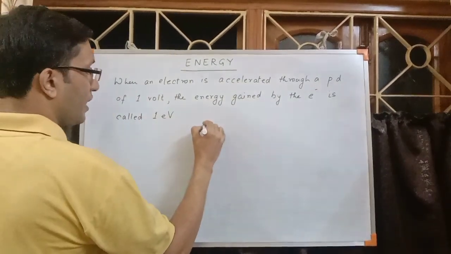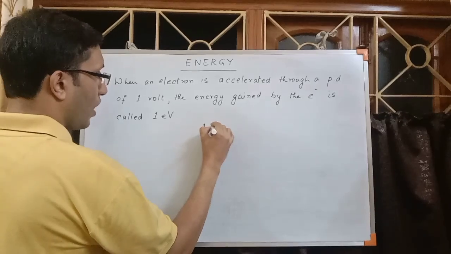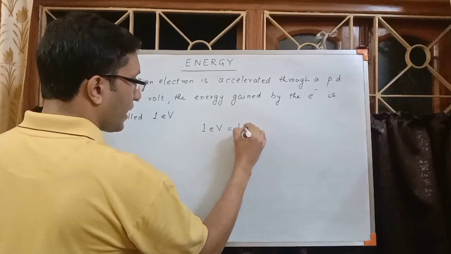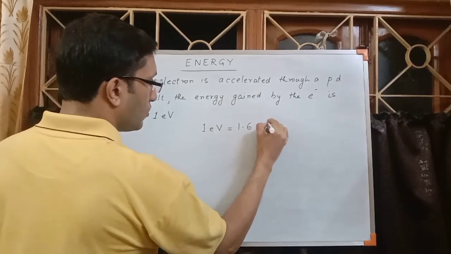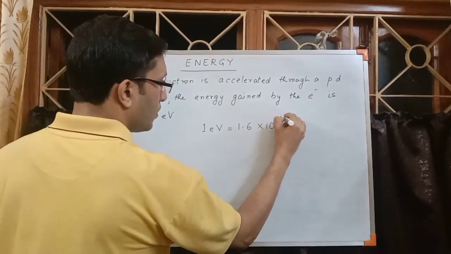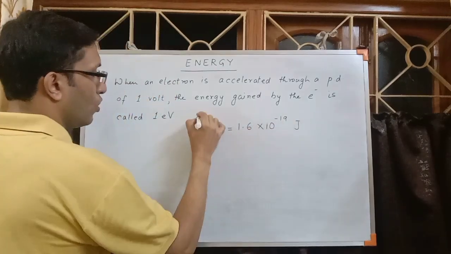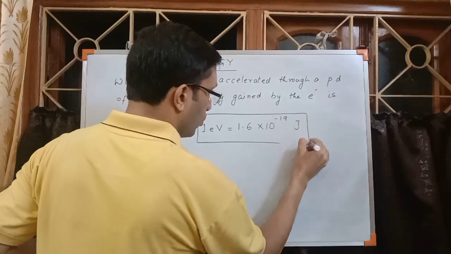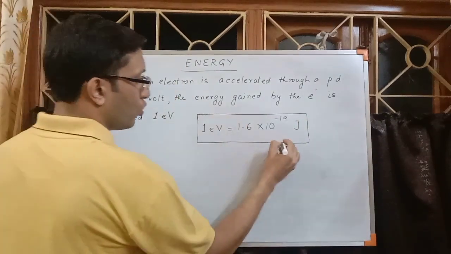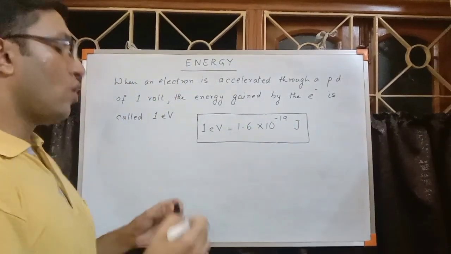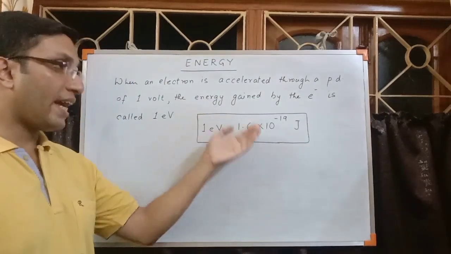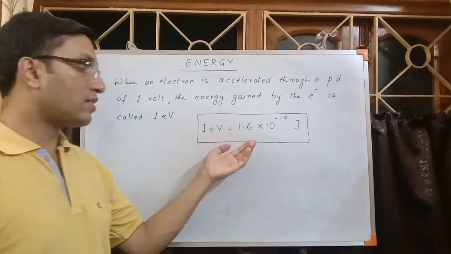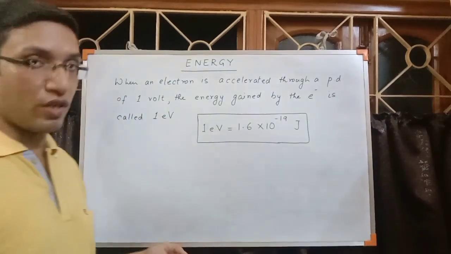Now, what is the relation between electron volt and joule? 1 electron volt is equal to 1.6 into 10 to the power minus 19 joule. So all these relations between kilowatt hour and joule, then calorie and joule, electron volt and joule, all these relations we are expected to remember from the examination point of view, because anytime they can give us such a question where we need to do these interconversions. Okay.